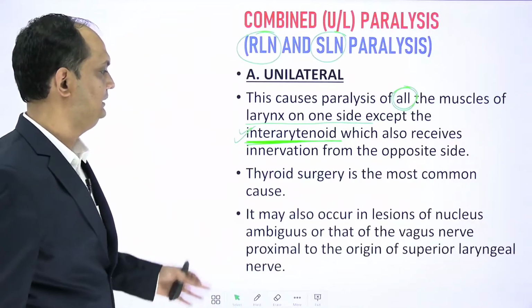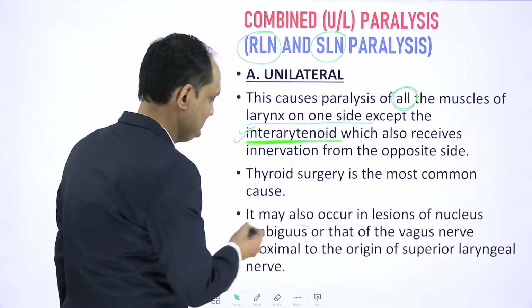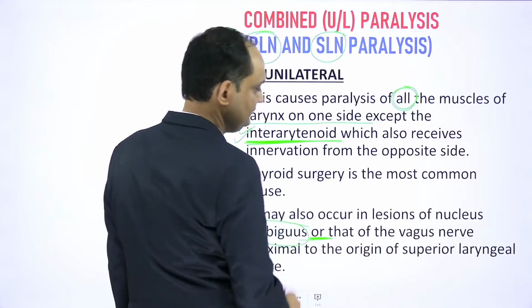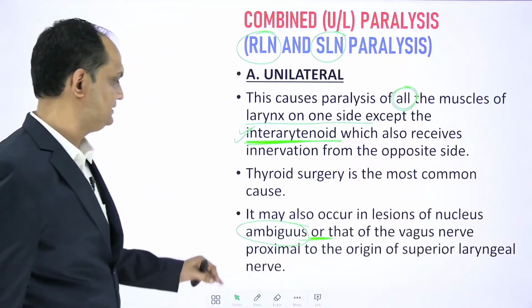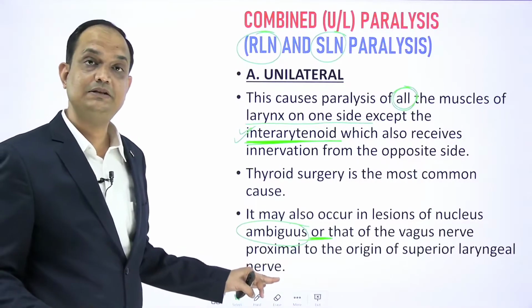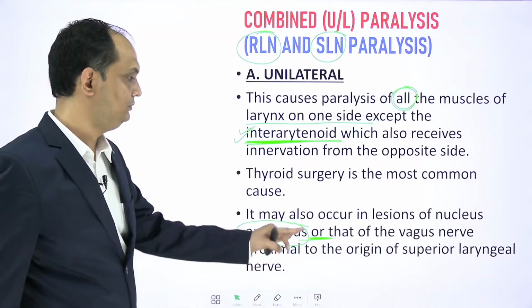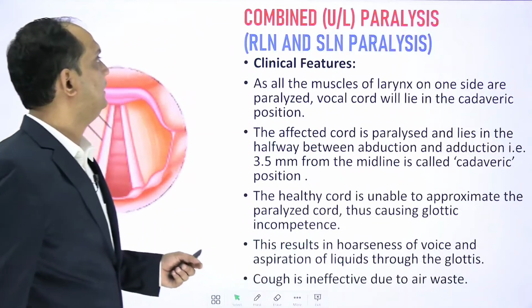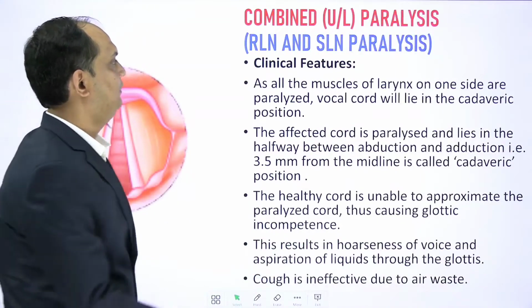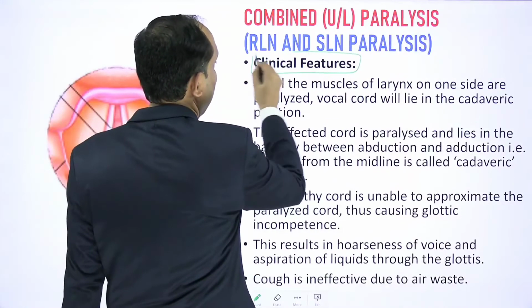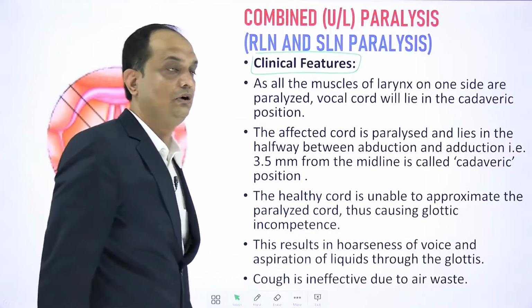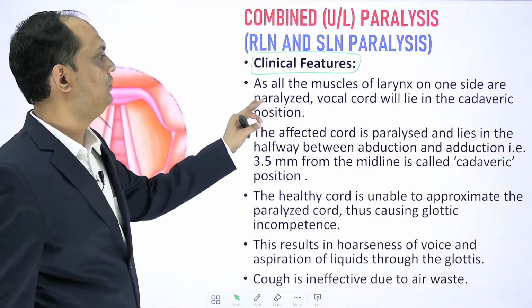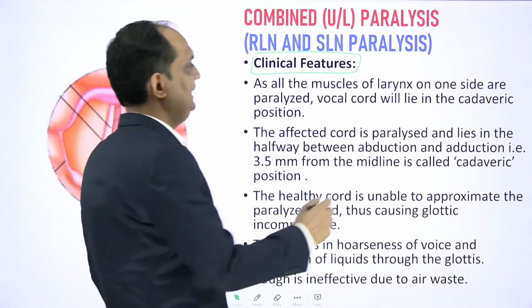It may also occur in a lesion of the nucleus ambiguus, or when the vagus nerve is damaged higher, or proximal, to the origin of the superior laryngeal nerve. Now what will happen? What should be the clinical feature? Now as all the muscles of the larynx on one side are paralyzed, the vocal cord lies in the cadaveric position.